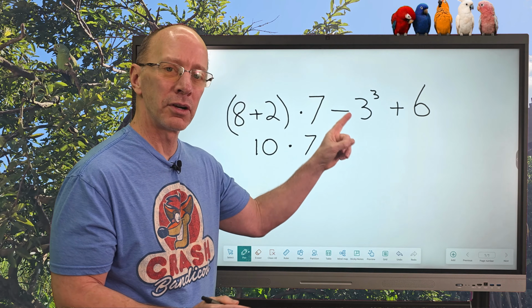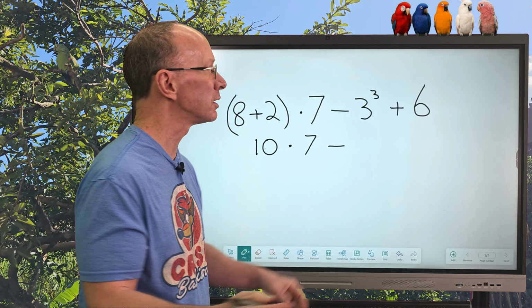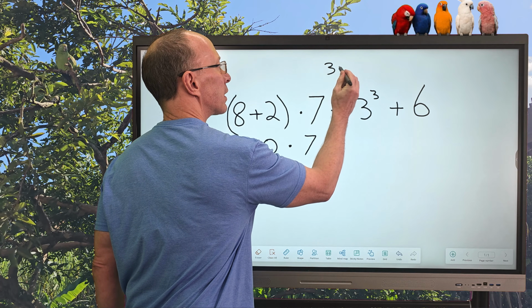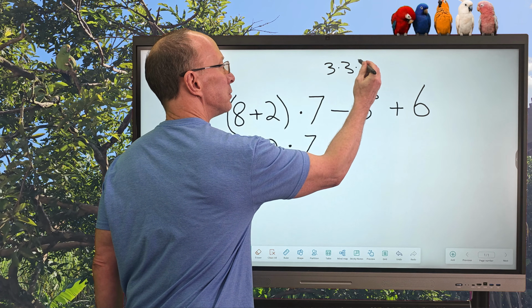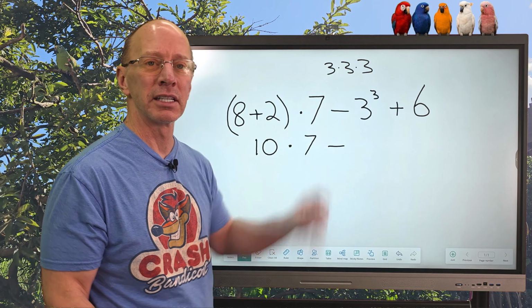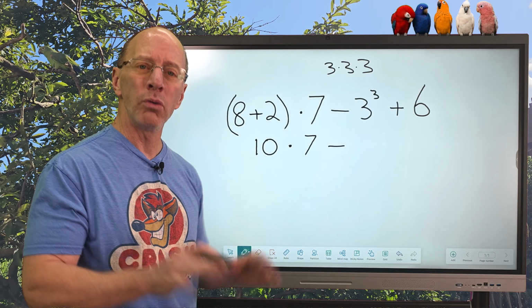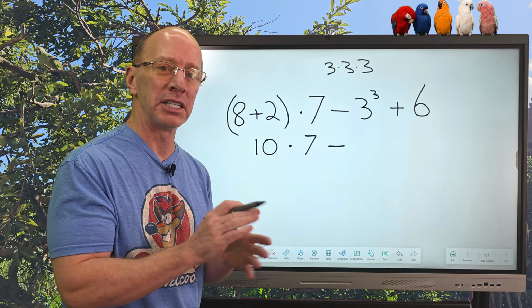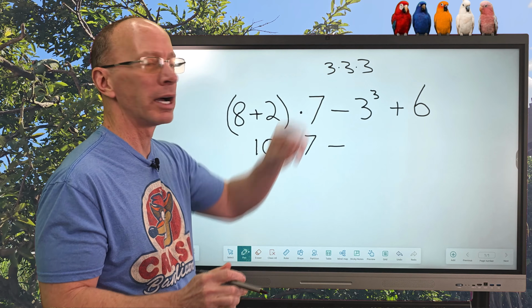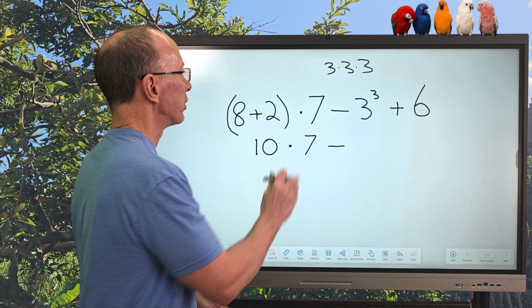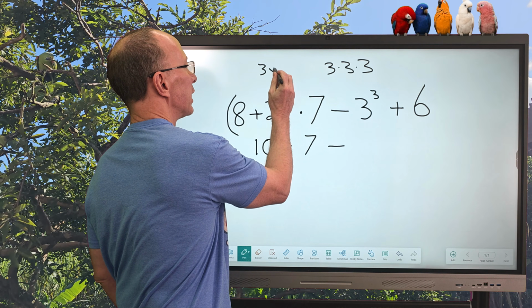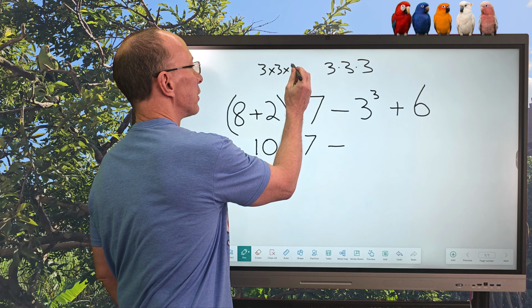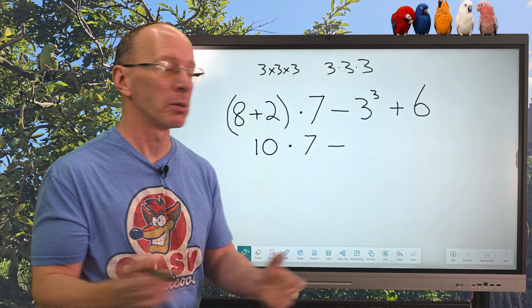So 3 to the third power. Remember how we do exponents? We take 3 times 3 times 3. Now those little dots that I'm writing there, those are multiplication. That's a way to show a multiplication problem. So you can also do 3 times 3 times 3. That's another way of showing multiplication.